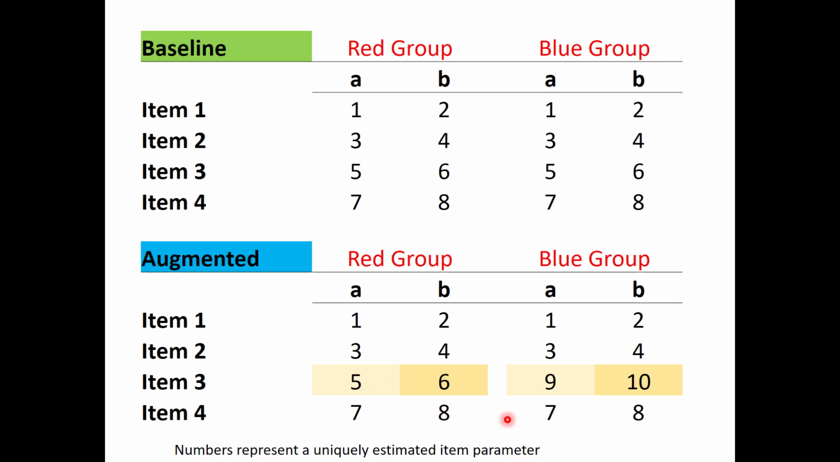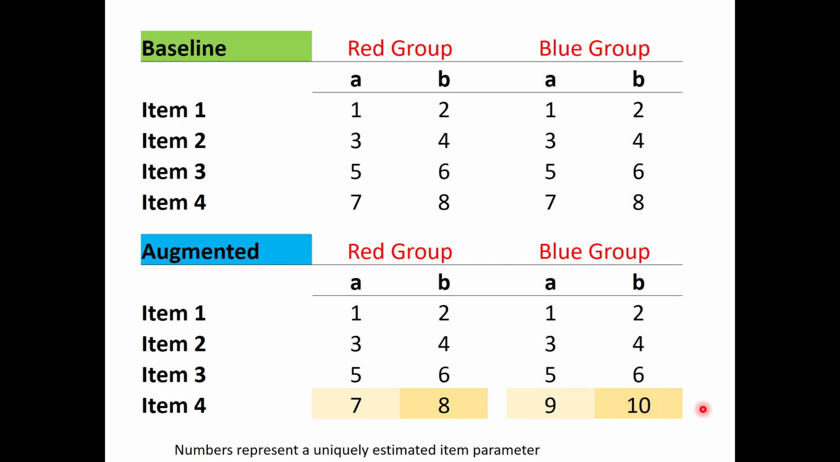And instead of freeing the item parameters for item 4 to be different across the two groups, we're freeing the item parameters for item 3 in this case. And so, same thing: take the fit of this model and the fit of this model, take the difference, and evaluate it as a chi-square with 2 degrees of freedom, and that'll tell you whether or not you have significant DIF for item 3. And earlier, what we were looking at was whether or not you have significant DIF for item 4.